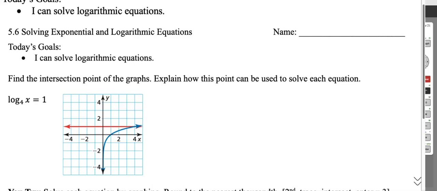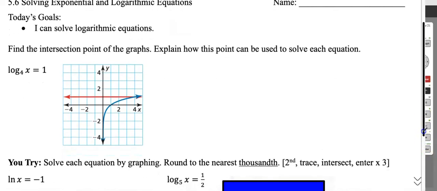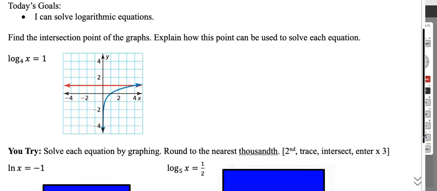Alright, hello and welcome to today's video lesson on solving logarithmic equations. Today I will show you how to solve them in the calculator as well as by hand. First off, we are going to look at a graph to find the intersection.